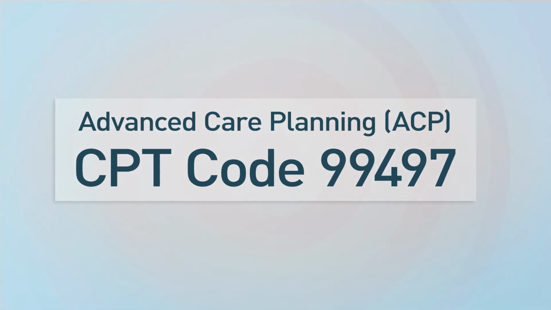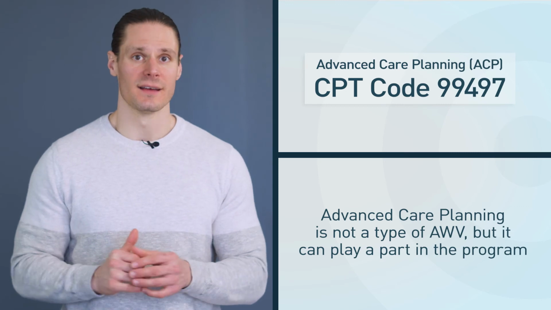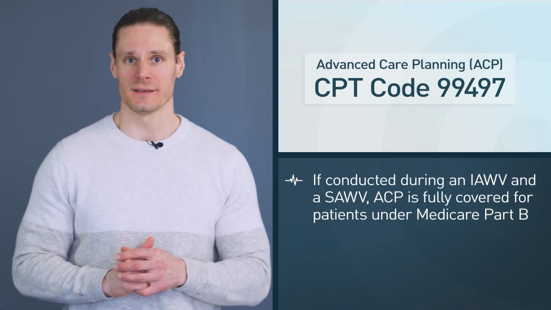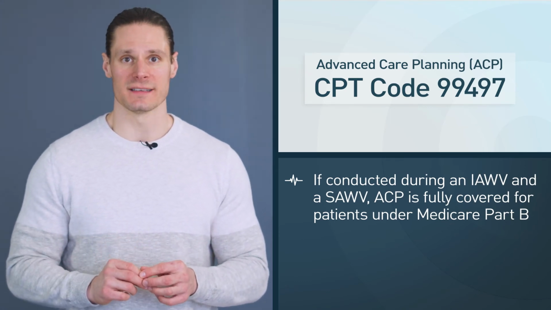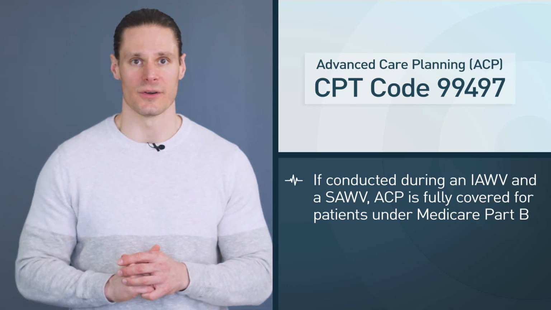Now let's talk a little bit more about that Advanced Care Planning CPT code 99497. It's important to note that Advanced Care Planning, or ACPs, aren't a type of annual wellness visit, but during the initial annual wellness visit and the subsequent annual wellness visit, this important end-of-life talk can be added to the service free of charge to the patient, so no copay for this either.